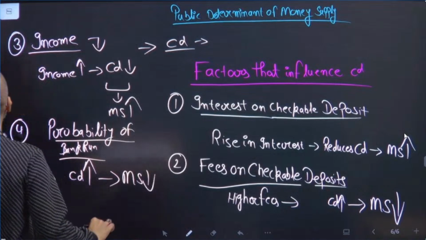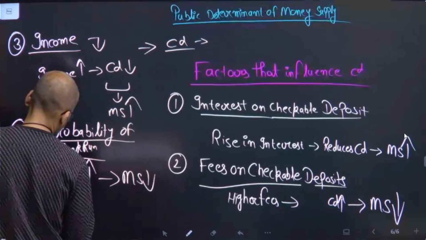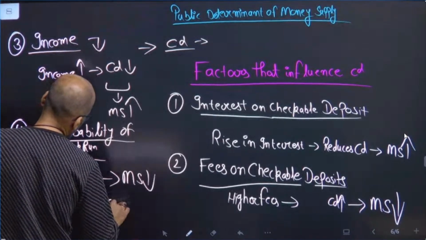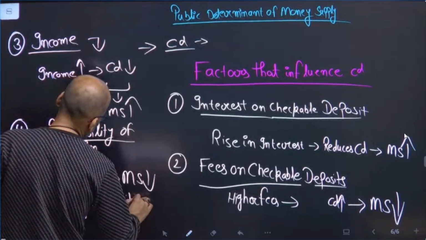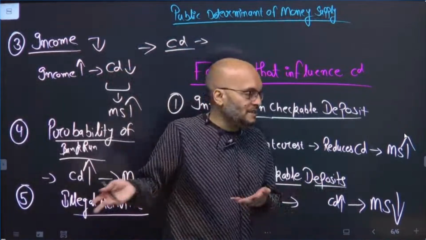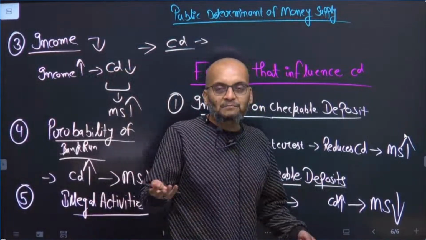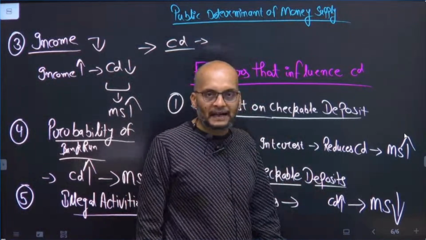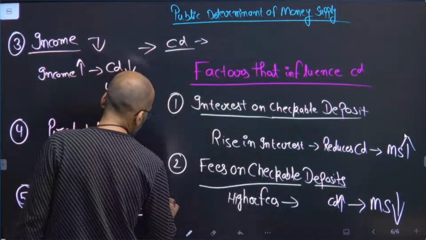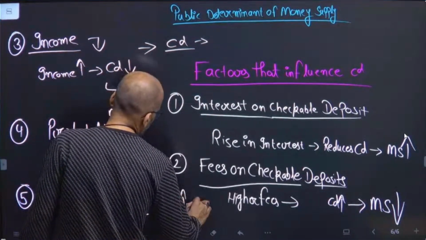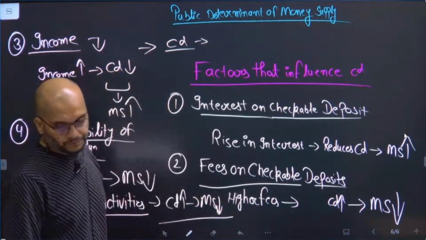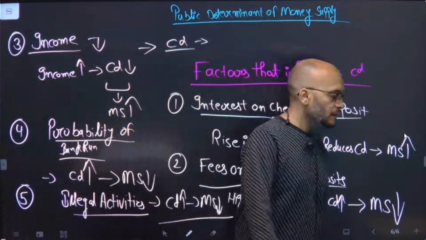Next point, illegal activities. Guys, if there are more and more illegal activities in the country, then why would illegal money, black money, be deposited in the bank? Yes or no? Black money will be kept in vaults back at home, not in the bank. So this will lead to rise in CD and decline in MS. Understood? Everyone? Clear or not?